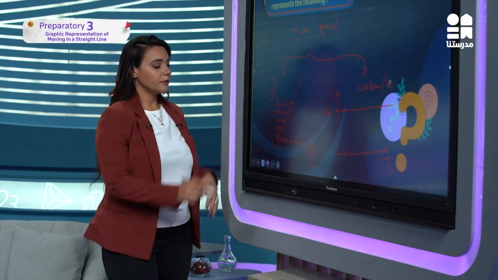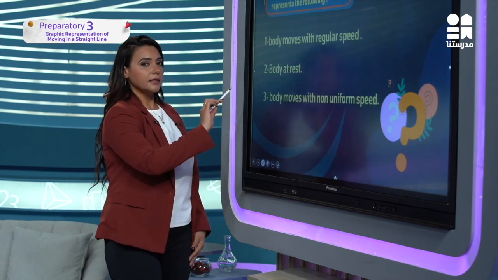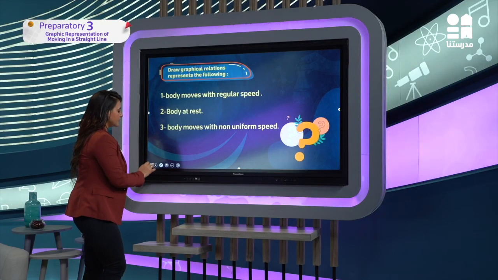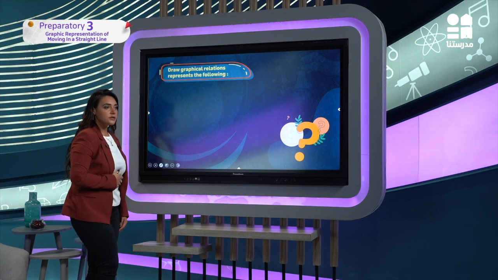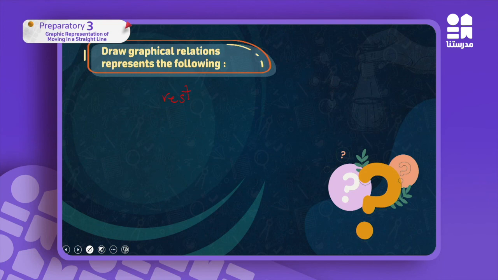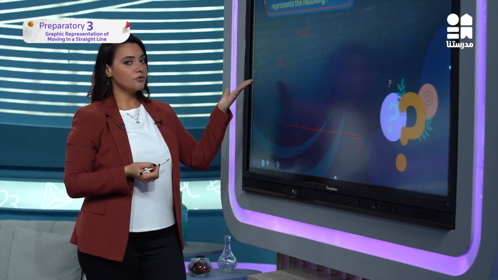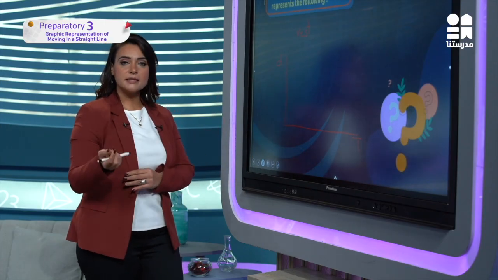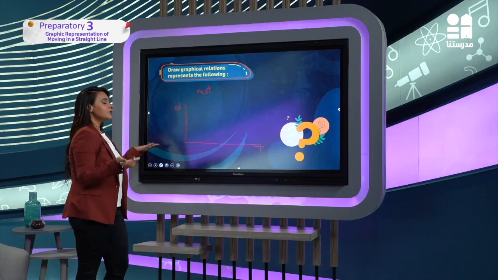Okay? طيب اللي تاني request كان طالبه مني body at rest. So it means that the body is not moving at rest. Remember ايه الجراف اللي احنا قلنا to represent something that is in rest؟ طيب كان distance time graph بالظبط كده. طيب اشمعنى مش speed time graph in this case؟ Because if we drew the speed time graph in this case, it means that the body is in motion. It's moving.